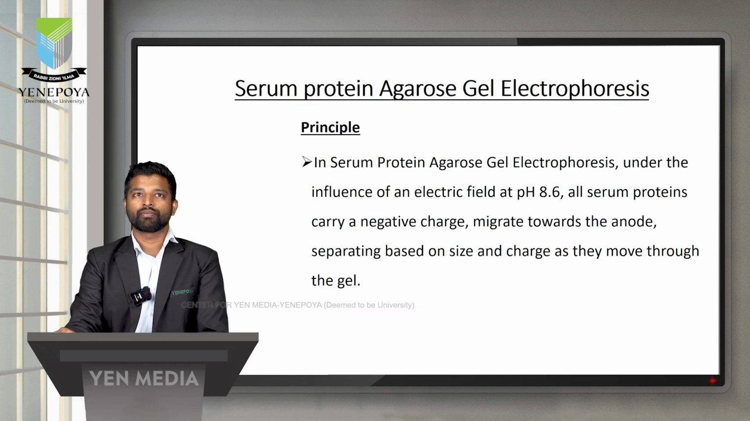So coming to our main topic, serum protein agarose gel electrophoresis. First, we will see the principle. In serum protein agarose gel electrophoresis, under the influence of an electric field at pH 8.6, all serum proteins carrying a negative charge migrate towards the anode, separating based on size and charge as they move through the gel. So we are taking a sample of serum at pH 8.6, it will be carrying a negative charge. So when we give the electric field, it moves towards the anode.